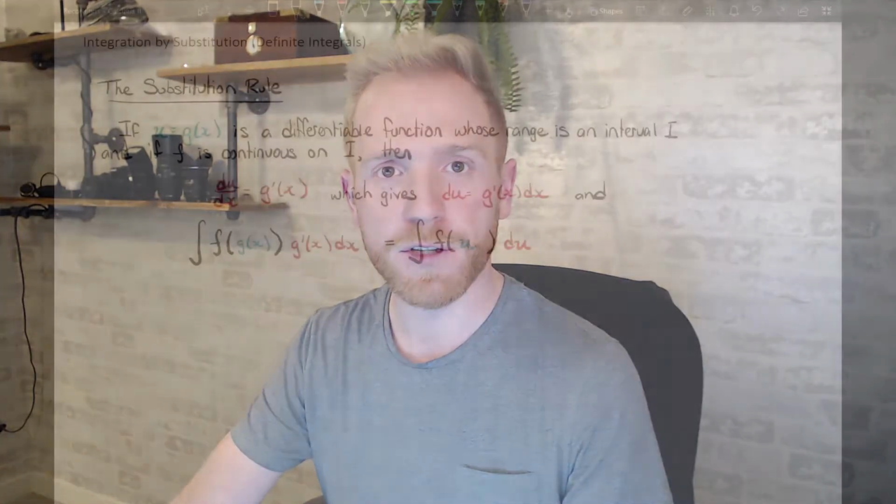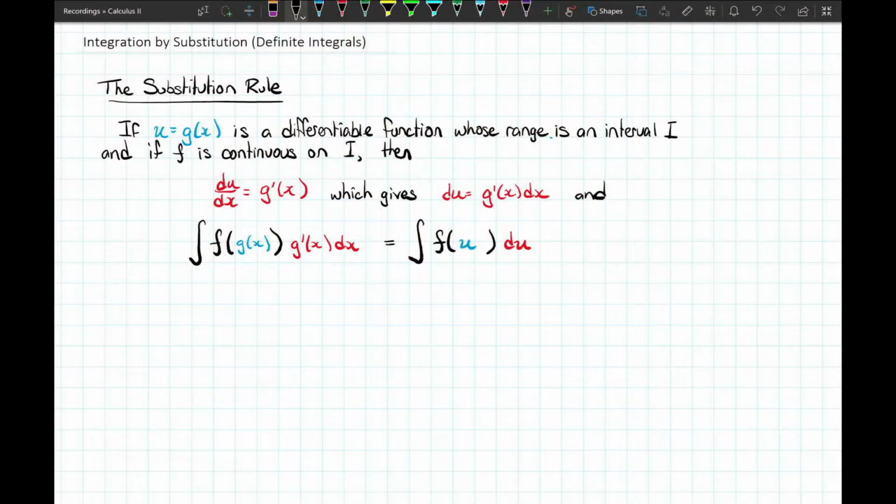So let's take a look and remember how we actually use the substitution rule in the first place. Well, a substitution rule is where we pick a new variable like u to represent a function of the given variable like g of x. And if that's differentiable, and let's say that this inner function g of x has the range I, and our outside function f is continuous on that interval I, then what we'll do is we'll take a look at the derivative of u, or that's g prime. We'll rearrange that into differential form so that we get du equals g prime of x dx.